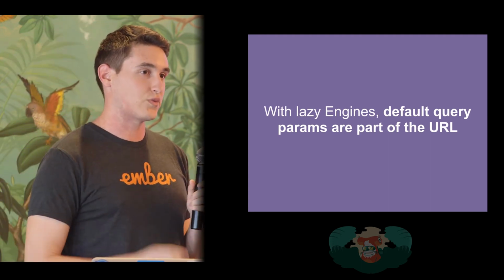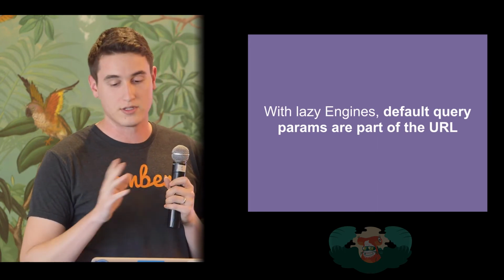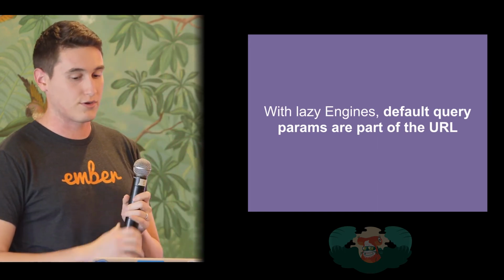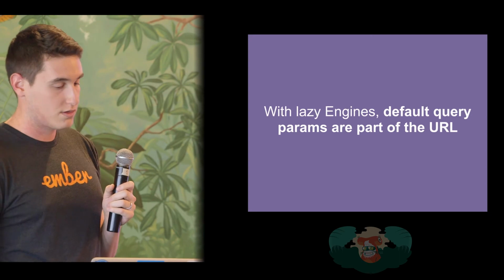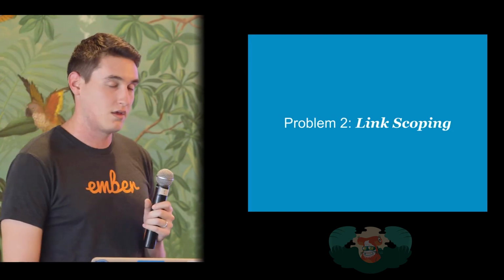So that basically covers our first problem. We handle query params, we handle model serialization, then we can generate our URLs properly. So on to our second problem, link scoping.